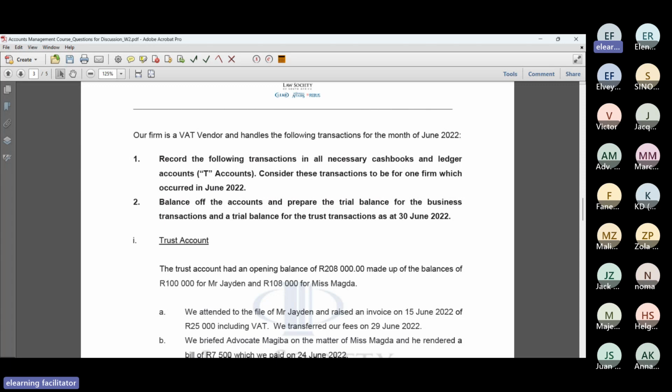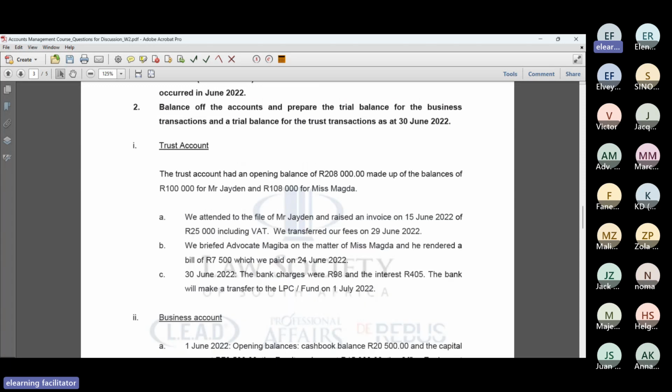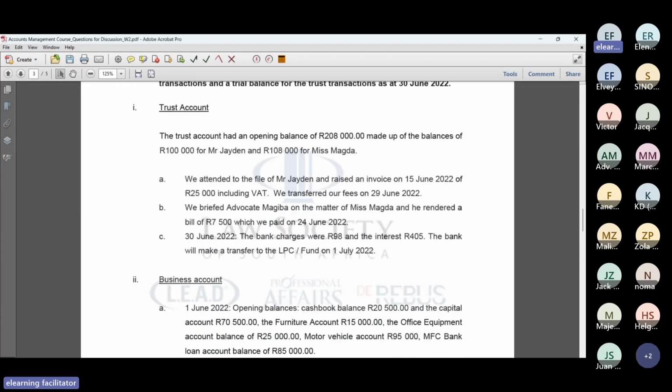Okay, so we are given transactions which occurred in our trust account. We are told that the trust account had an opening balance of 208,000 made up of the following: 100,000 for Mr. Jaden and 108,000 for Miss Magda. So in this case, we are given how to split our opening balance. In terms of our ledgers, we would then know that these two ledgers have got opening balances. Then we are told that we attended to the file of Mr. Jaden and raised an invoice of 25,000, including VAT. We transferred our fees on 29 June.